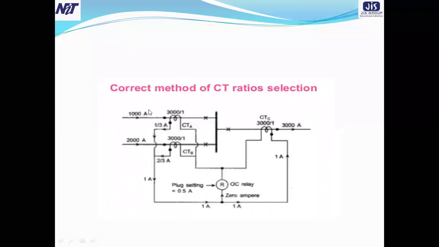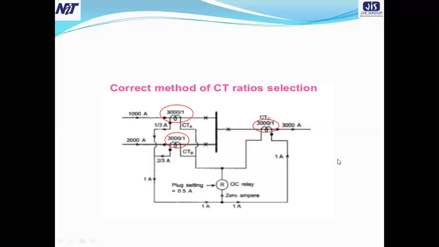Now, the correct method of CT ratio selection. So what is the correct method? Now try to understand it. In the correct method, here 3000 by 1, here also 3000 by 1, here also 3000 by 1. But in the previous incorrect case it was 1000 by 1, then 3000 by 1, then 2000 by 1. But here, if you follow, the correct method of CT ratio is always the same.